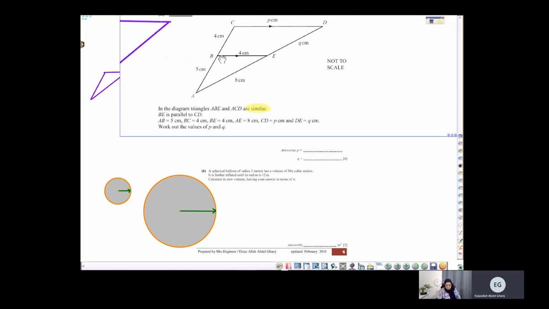Here I have parallelism. Oh, parallelism creates similarity. Yes, he declared they are similar, and also he declared the word parallel. Let's read in the diagram. Triangles ABE and ACD are similar.